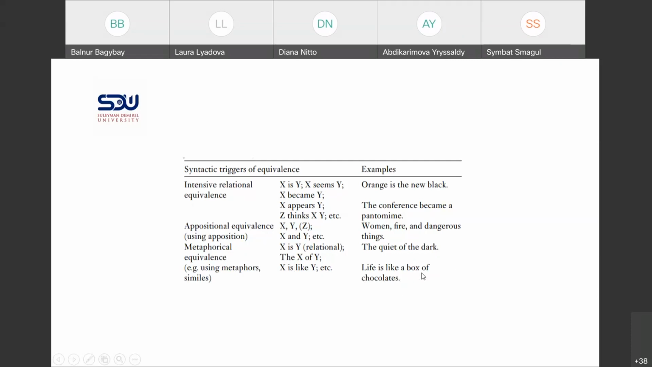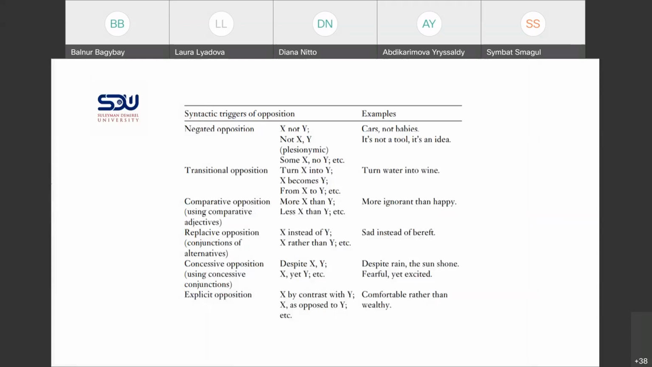Life is like a box of chocolates. You probably remember that expression from the wonderful film Forrest Gump. Life is like a box of chocolates. So X is being equated to Y through the usage of metaphors, similes, and other stylistic devices.